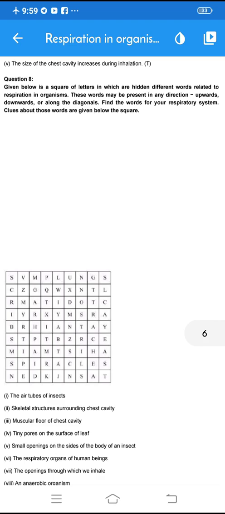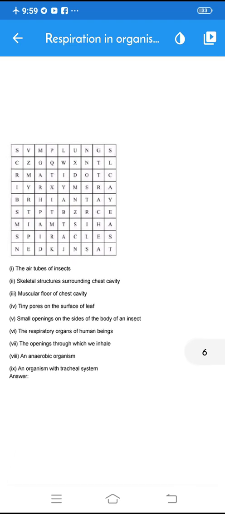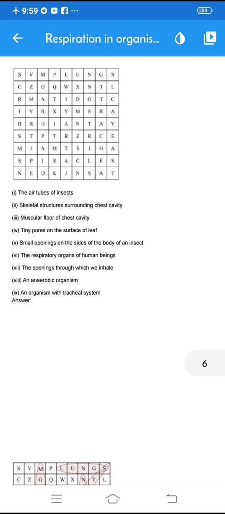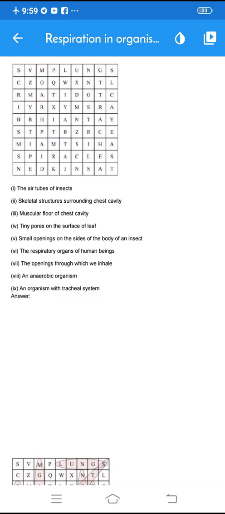Related to the square, the clues have been given here below, so you have to find out those words. See, first one, it is given the air tubes of insects. See, already we know that the air tubes which are present in the insects, which we call them as dash.